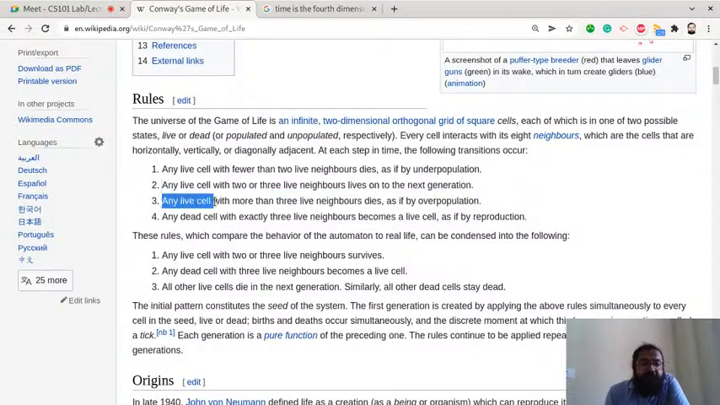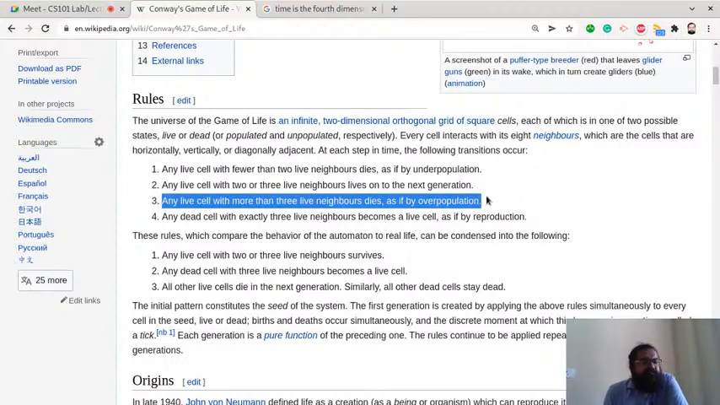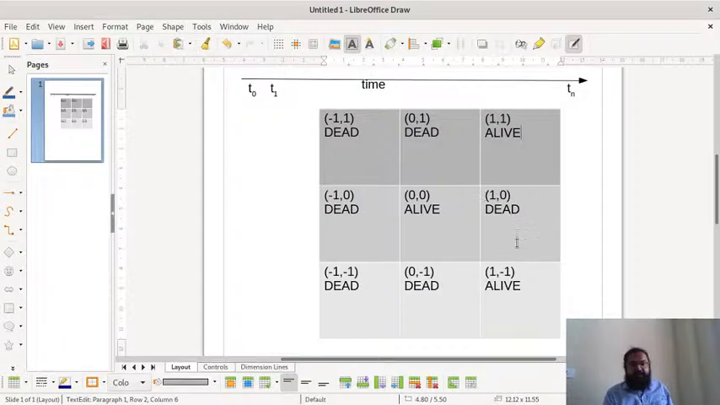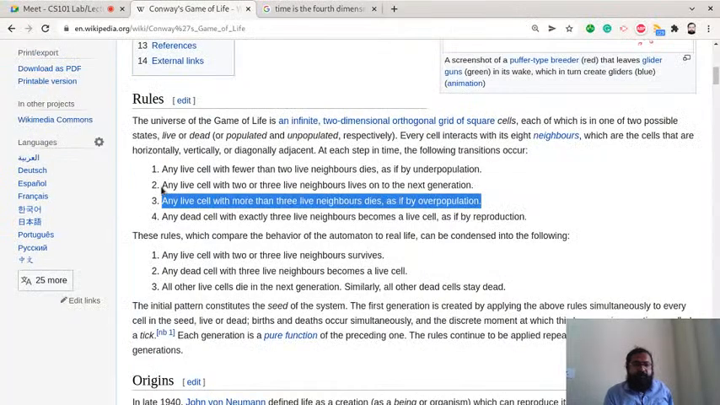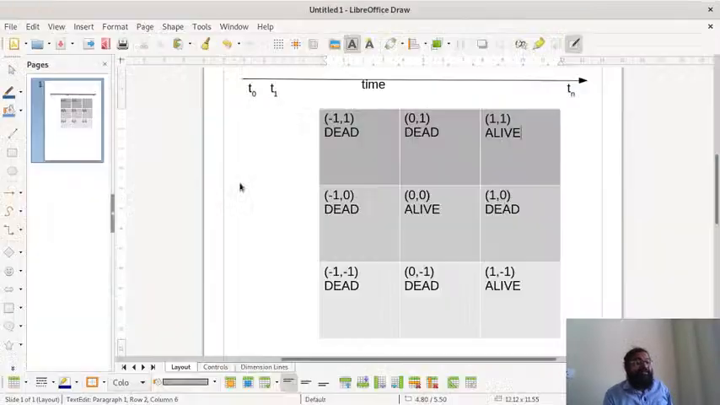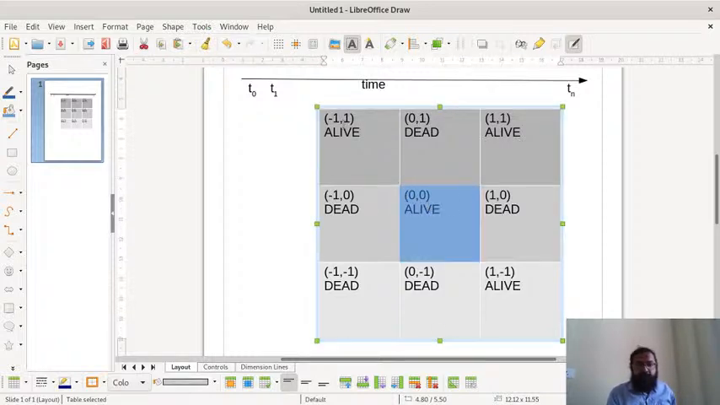Third rule, any live cell with more than 3 live neighbors dies as if by overpopulation. Now in this one, there are 2 which are alive, and if there are more than 3 live neighbors... if it is either 2 or 3, see, this one was also alive, so for this particular candidate, 3 neighbors are alive, which means that in the next iteration this guy at 0 0 will also be alive. All right, this will be alive.